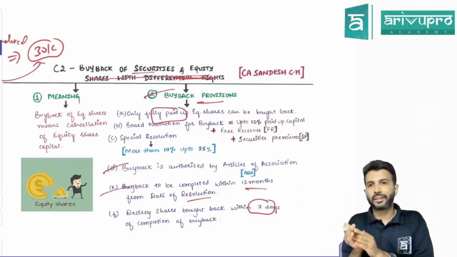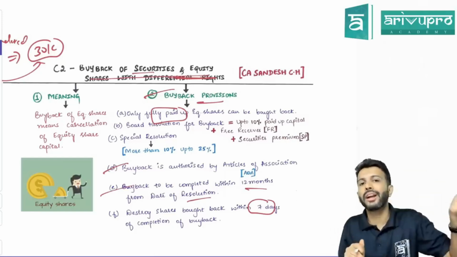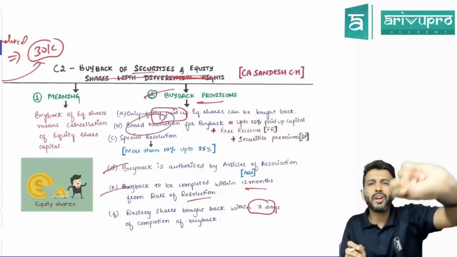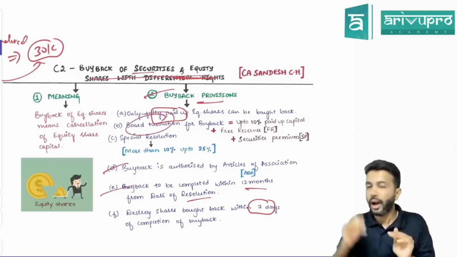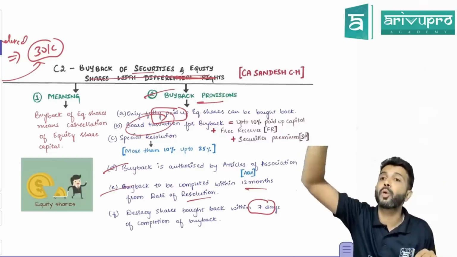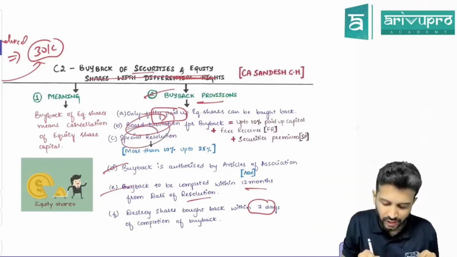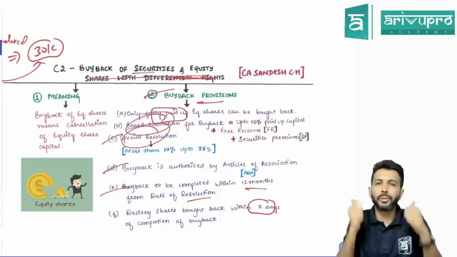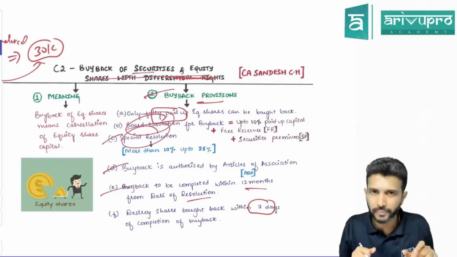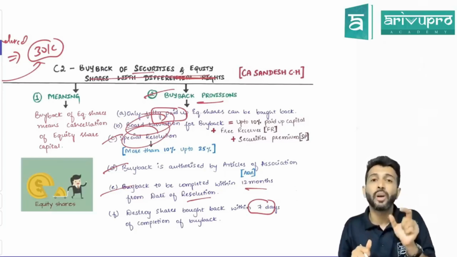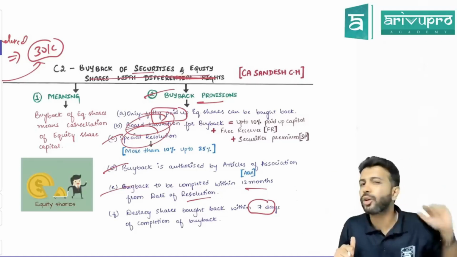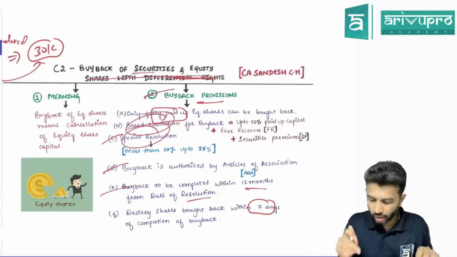So how much can you buy back, sir? For that there is a rule. Up to 10% of buyback, if the company wants to do it, a board resolution is good enough. Beyond 10%, but up to only 25%, you need a special resolution. Board resolution means the board of directors, if they agree, good enough. Special resolution means 3/4 majority, and shareholders who own 75% of equity shares should say yes to this particular buyback. Only then can you go through with this buyback, otherwise you cannot. Okay, that is your provision.